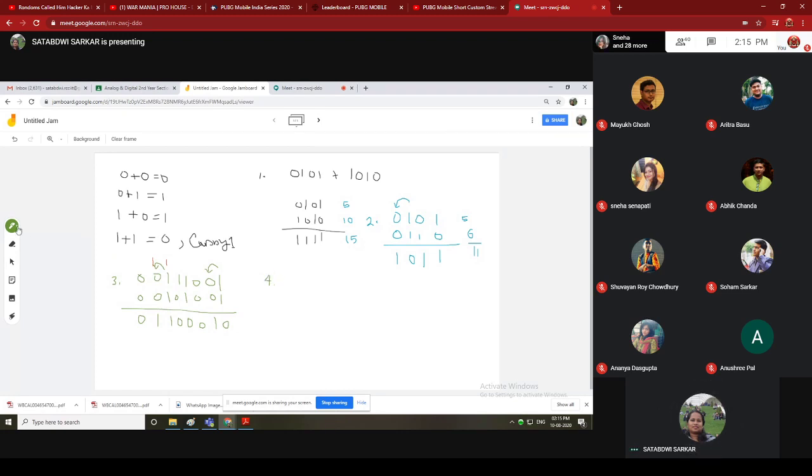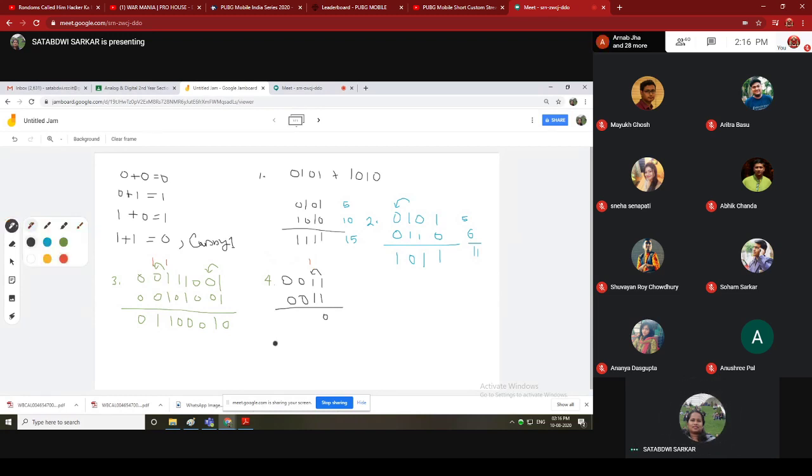Now number 4 example. If any problem is there, you may discuss. Now we need to add these 0, 0, 1, 1. So 1 plus 1, this is 0, and one carry is generated. So this is the carry. Carry is 1.